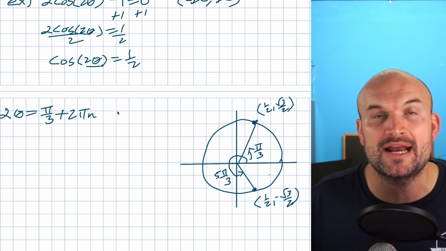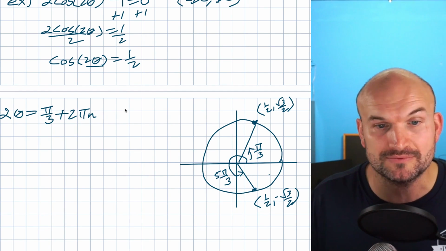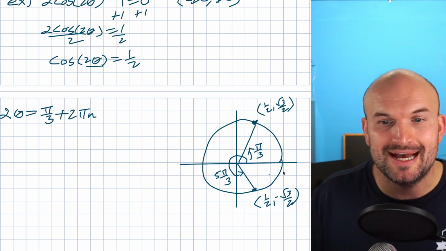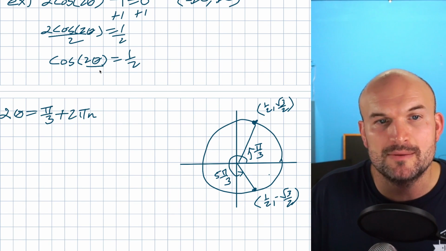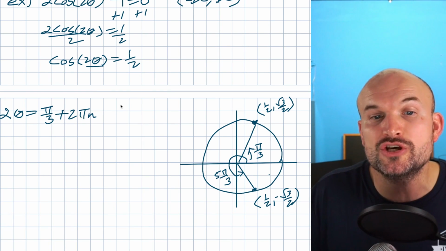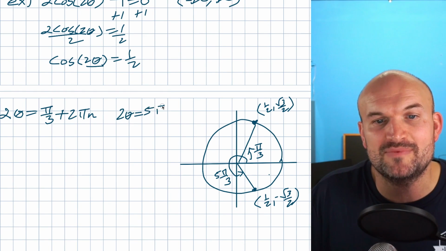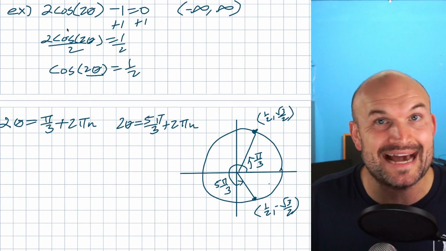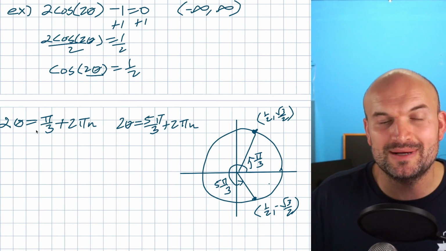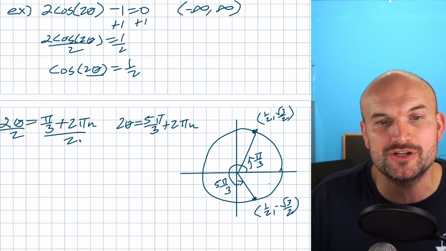So n is going to be an integer, positive or negative. I also have a solution at 5 pi over 3. And again, I can keep on adding 2 pi to these to keep on getting more solutions. But again, that's for this equation, when 2 theta is equal to 5 pi over 3 plus 2 pi n. Now again, remember our equation is solving for theta, not for 2 theta. Right? So what we need to simply do now is just divide by 2 on both sides.